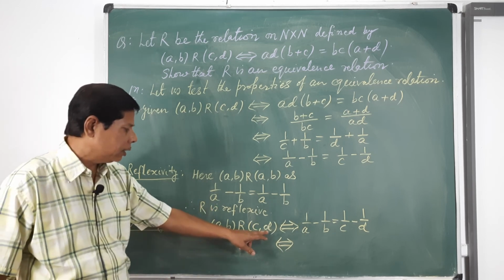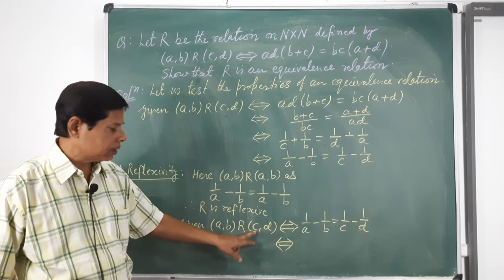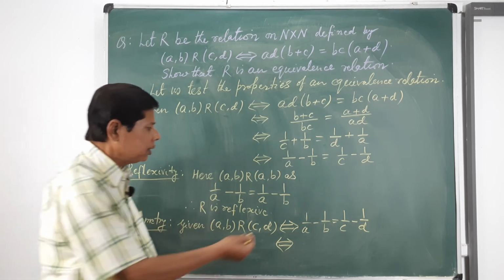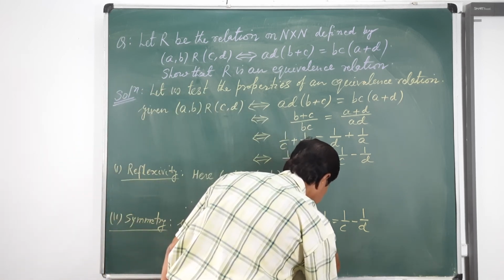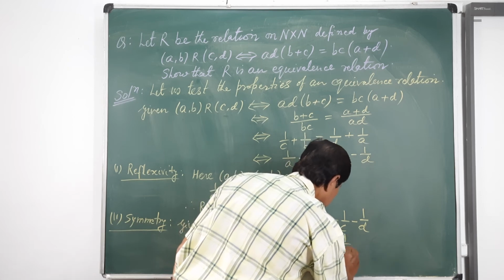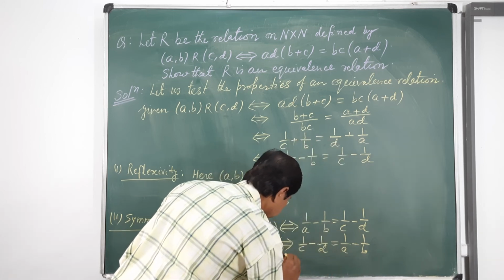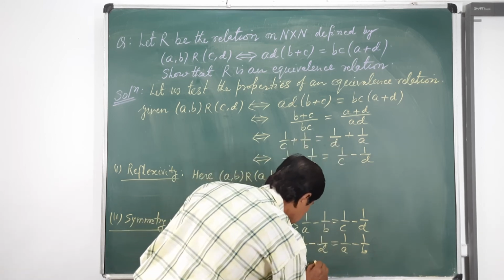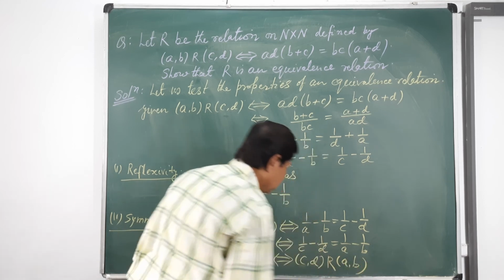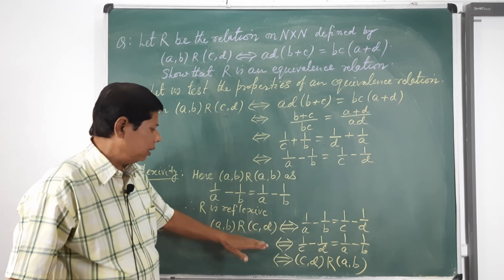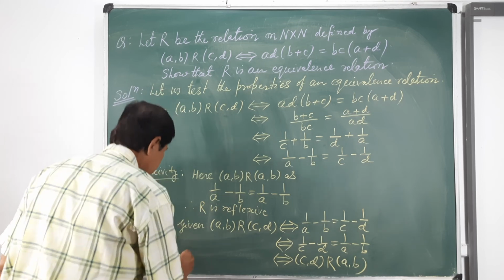So for (C, D) related to (A, B), we have to write 1 by C minus 1 by D, the first and second element, third and fourth element. So just reverse it, we can write 1 by C minus 1 by D equal to 1 by A minus 1 by B. This implies and is implied by (C, D) related to (A, B). So given (A, B) related to (C, D), we have shown that (C, D) is related to (A, B), and therefore R is symmetric.